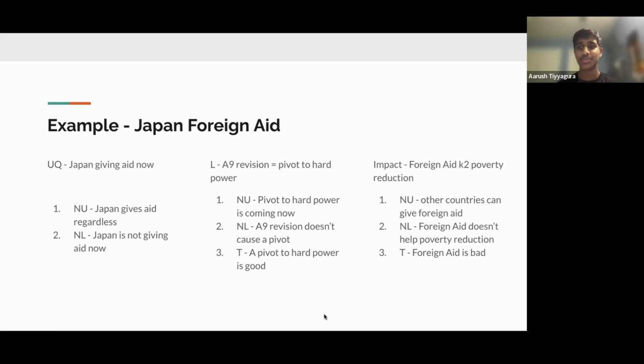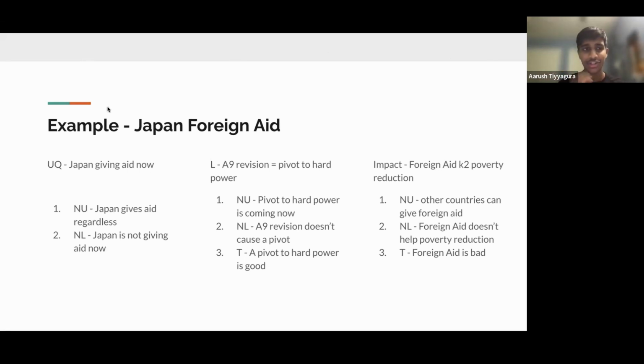So in this case, they say Japan will pivot to hard power and stop giving out foreign aid. You can come up with a bunch of different reasons why a pivot to hard power is actually better. It creates more peace, more stability, whatever, right? And then finally, impact level arguments, right? Foreign aid especially is an impact that's super duper prone to analytics because foreign aid kind of sucks. So for example, other countries that aren't Japan will give out foreign aid. Foreign aid sucks. But this applies to other impacts too.